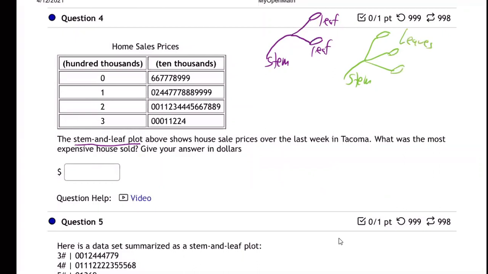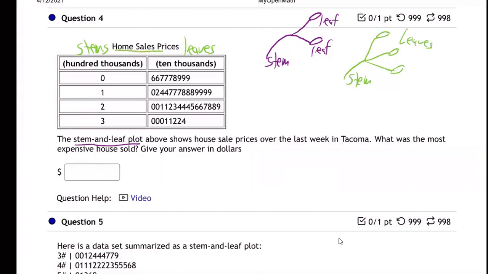All right, so that's the idea. In other words, these are the stems, and these are the leaves. It's just a way of displaying information. The stem is the starting part, the leaf is the ending part. What does that mean? Let me show you in particular.